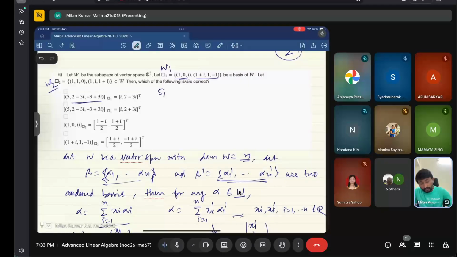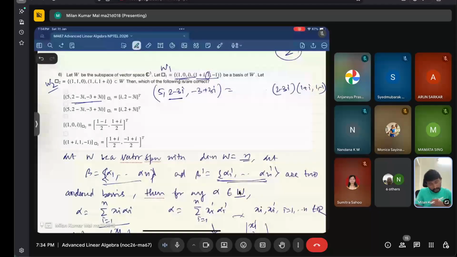You have the question 5, 2 minus 3i, comma, minus 3 plus 3i. This one you have to write in terms of the first basis. It is clear that the second place is 0 in the first vector of the first basis, and the second vector of the second basis is 1, so if you want to get the second entry 2 minus 3i, you have to take 2 minus 3i times the second vector. What is the second vector? 1 plus i, comma, 1, comma, minus 1. And what will the first vector be?